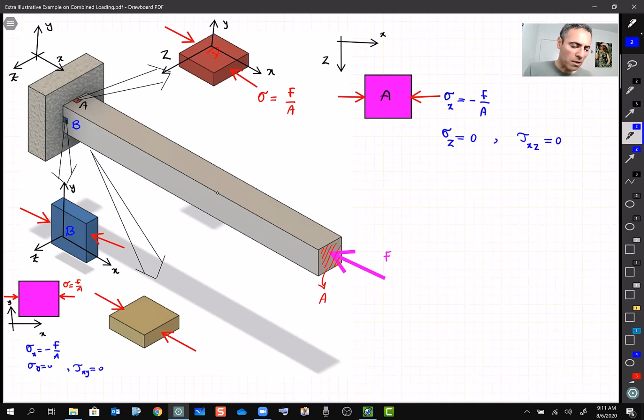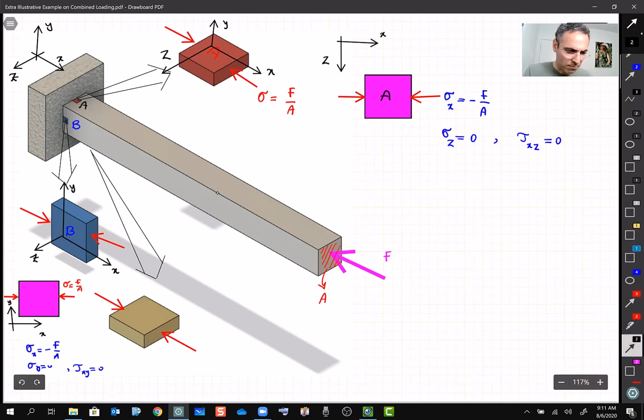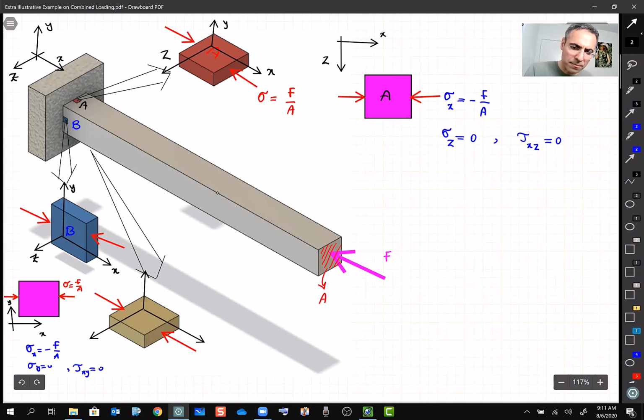So the same scenario for point C, which we cannot show on the beam here, but it's the mirror of point A basically. We put our axis at the corner of these things. So this is X, Y, Z, X, Y, and Z, right?